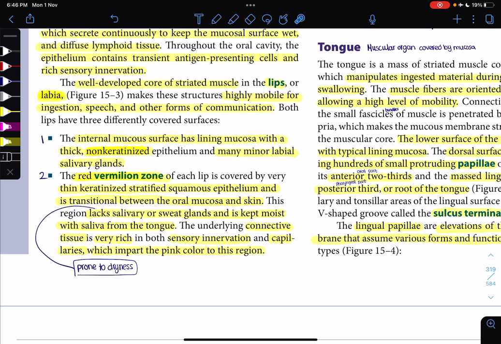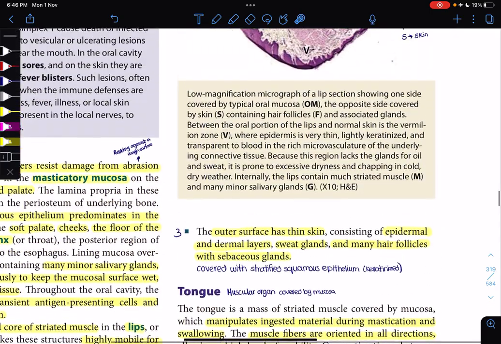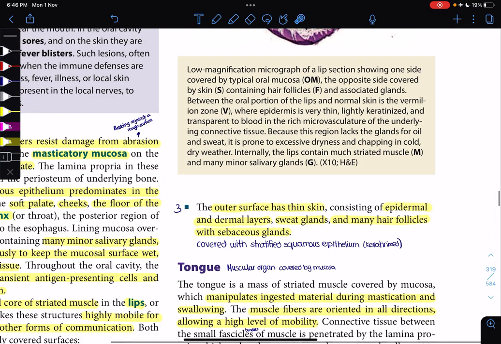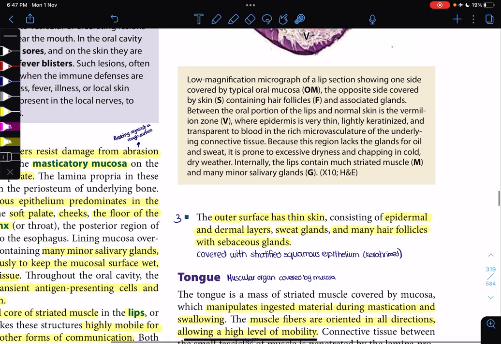The underlying connective tissue is very rich in both sensory innervation and capillaries, which impart the pink color to this region. So our lips are pink because of the capillaries present in the red zone or the vermilion zone. Finally, the outer surface has thin skin. It consists of epidermal and dermal layers, sweat glands, and many hair follicles with sebaceous glands. And the outer surface is covered with keratinized stratified squamous epithelium.